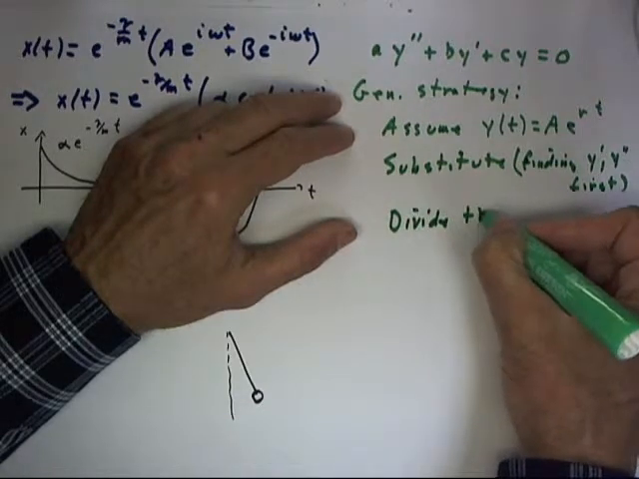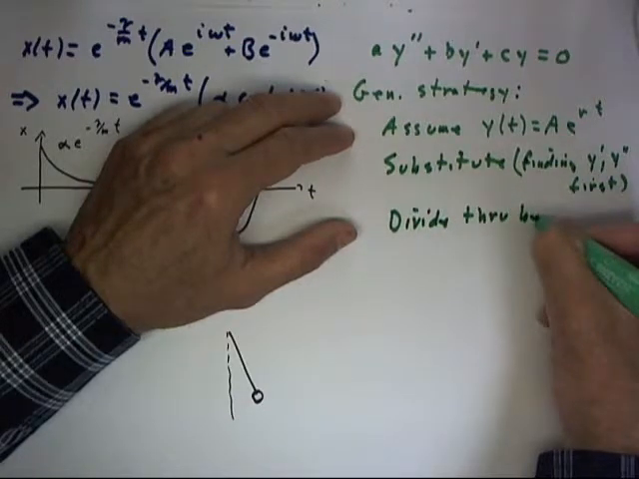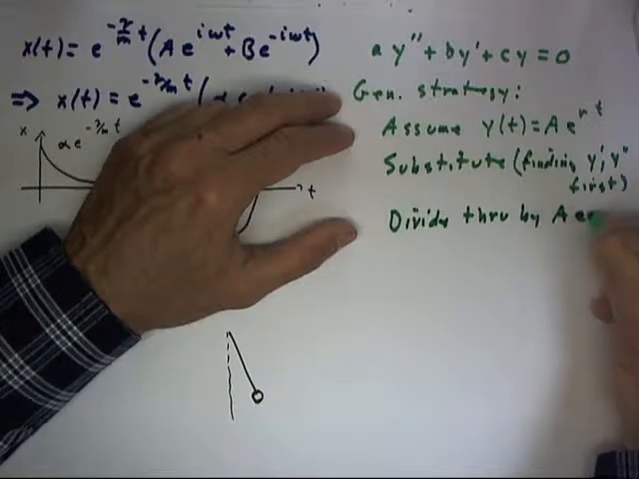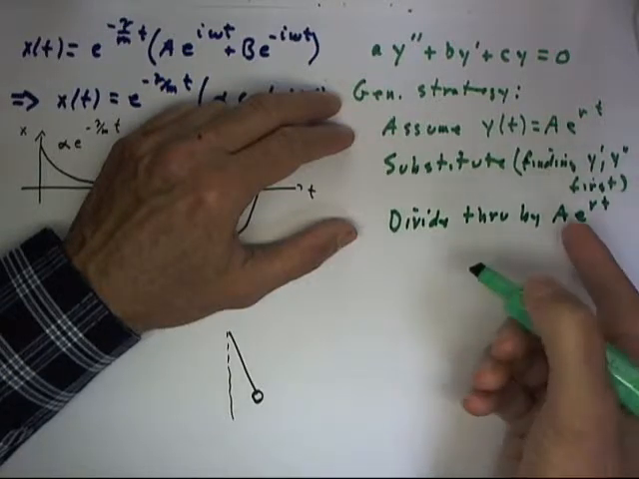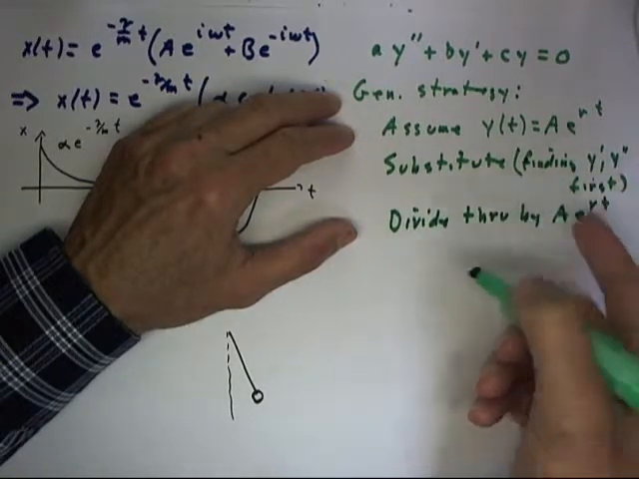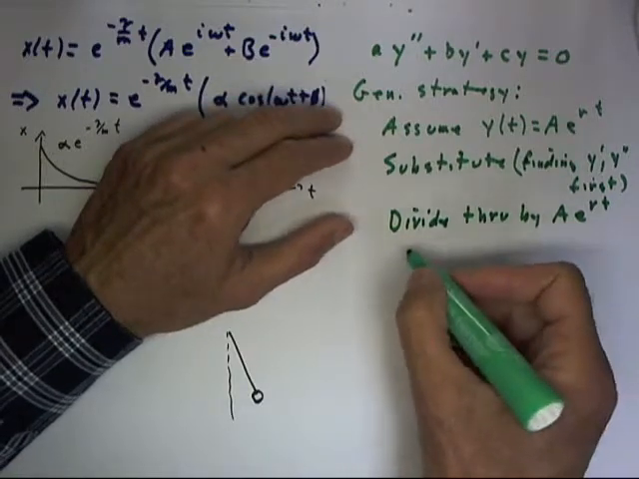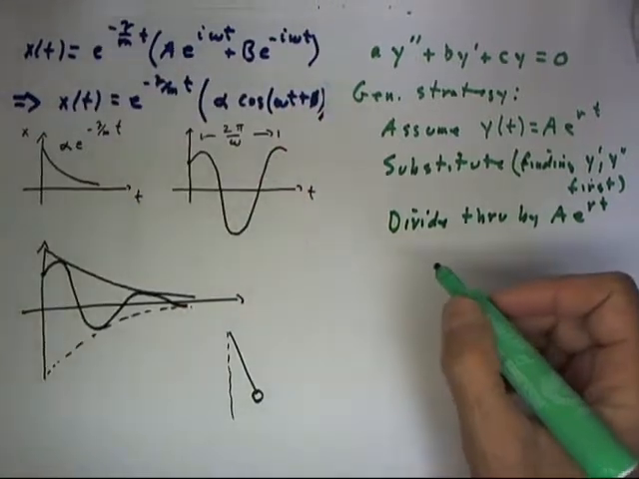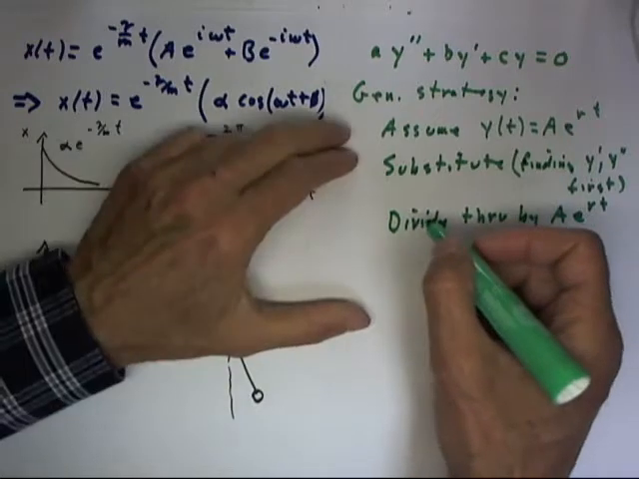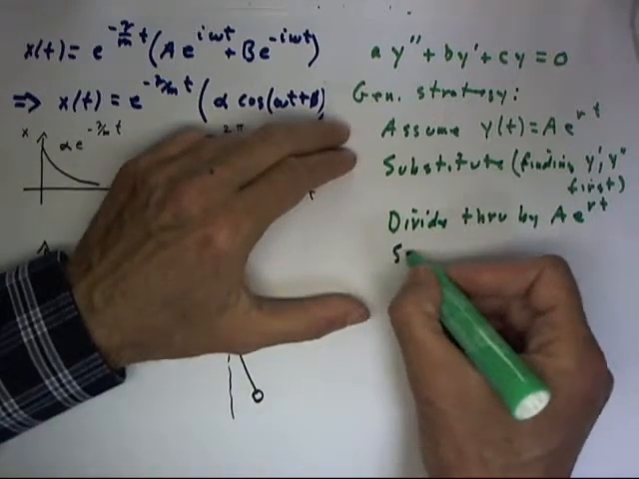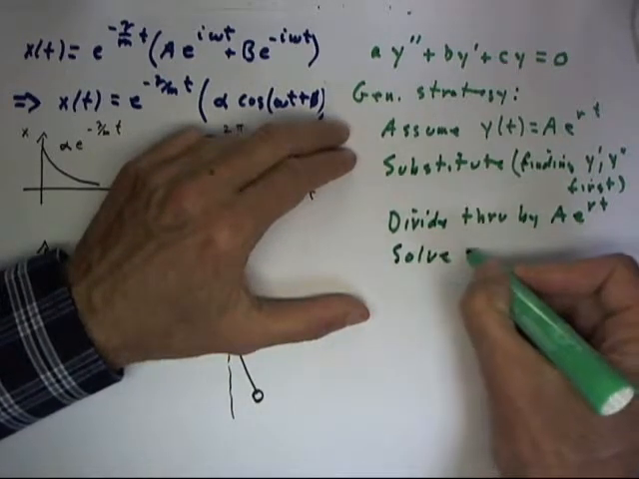Then divide through by a e to the rt, because every one of these terms will have an a e to the rt as a factor. And then solve the quadratic.